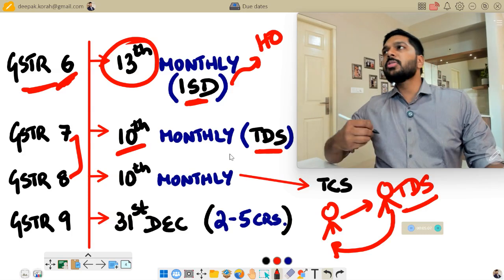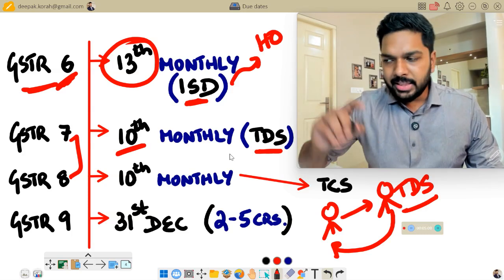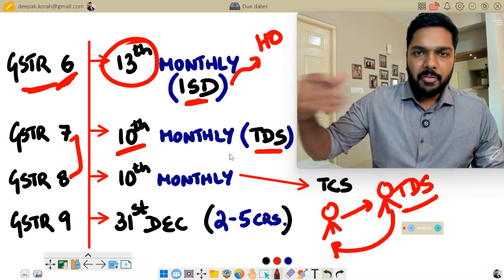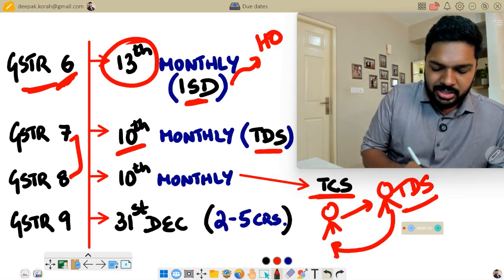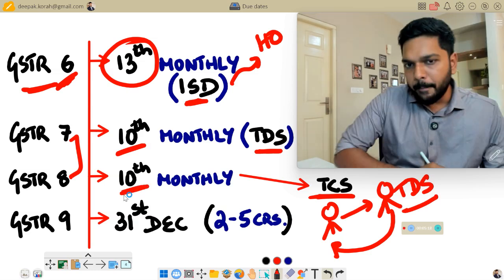Similarly, if I'm supplying goods through Indian e-commerce operators, then they will collect TCS from me and pay to the government. So those TCS collectors will also have to file a GSTR-8 by 10th of every month.